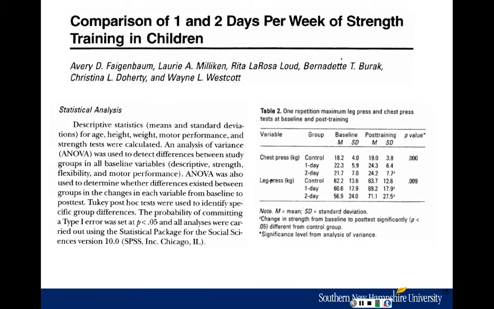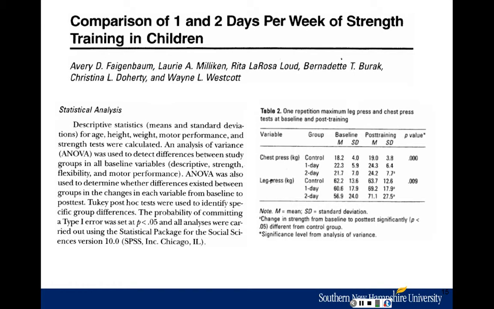The leg press was a different story, so now you're looking at the bottom half of the table. Same kind of setup, control, 1 day, 2 day, except now we're measuring the strength of the legs. So here's the other analysis of variance that was done. The p-value from that one came out to be 0.009, so that's significant too. And then they specify which groups were different.